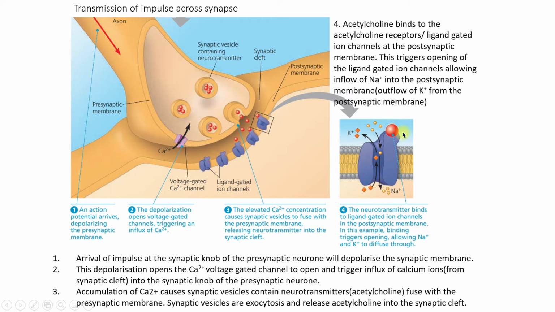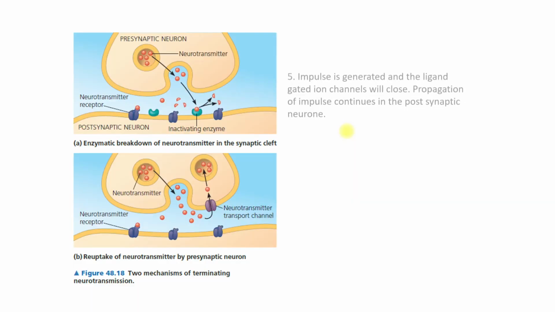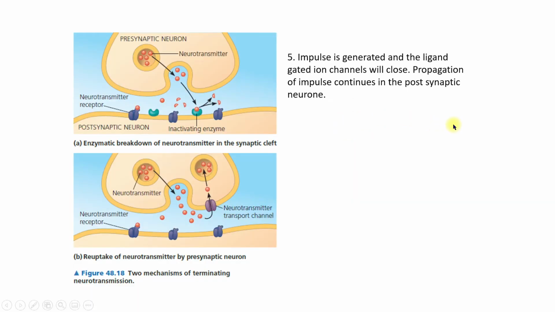ligand-gated ion channel will trigger the opening of this ligand-gated ion channel and allow the influx of sodium ions into the postsynaptic membrane, as well as allowing the outflow of potassium ions out from the postsynaptic membrane. Now the impulse will be generated at the postsynaptic membrane, and the ligand-gated ion channels will close. Propagation of impulse continues in the postsynaptic neuron.